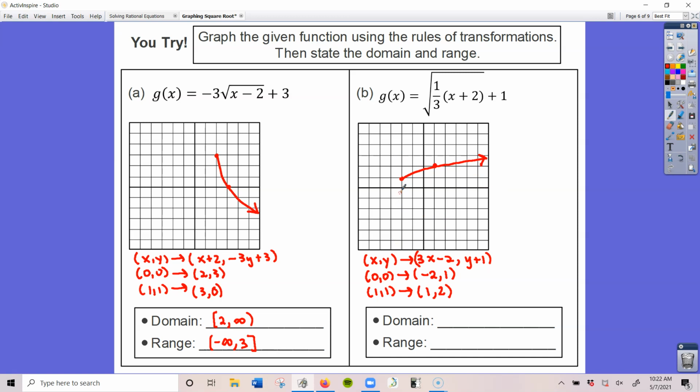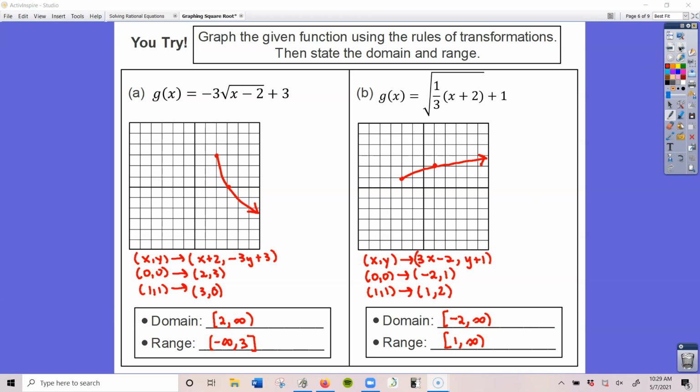So my domain, the smallest x value on the left side is this -2, which is included. And then it opens forever to the right, so to infinity. Now for the range, the smallest y value is 1, and it opens forever going upwards, so to infinity.